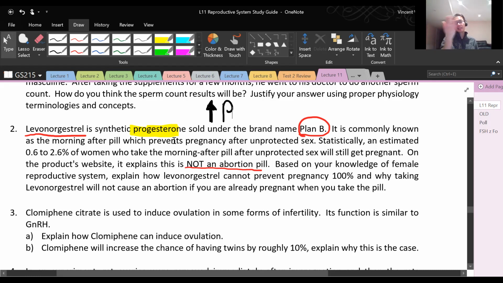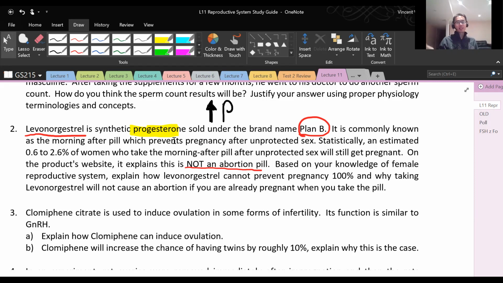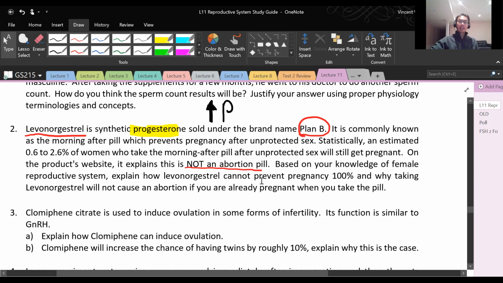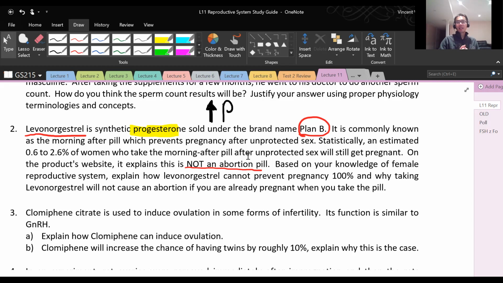And if the egg is already in the system, then fertilization could take place and pregnancy can still occur, which is why this is not an abortion pill, because this does nothing to prevent the implantation. It just further increases your progesterone, which will do no harm to the fertilized egg at all.